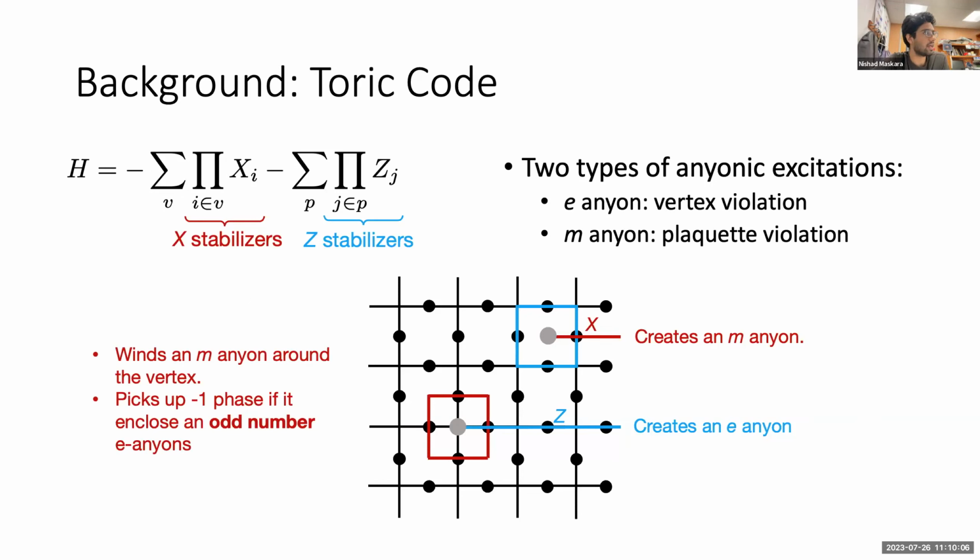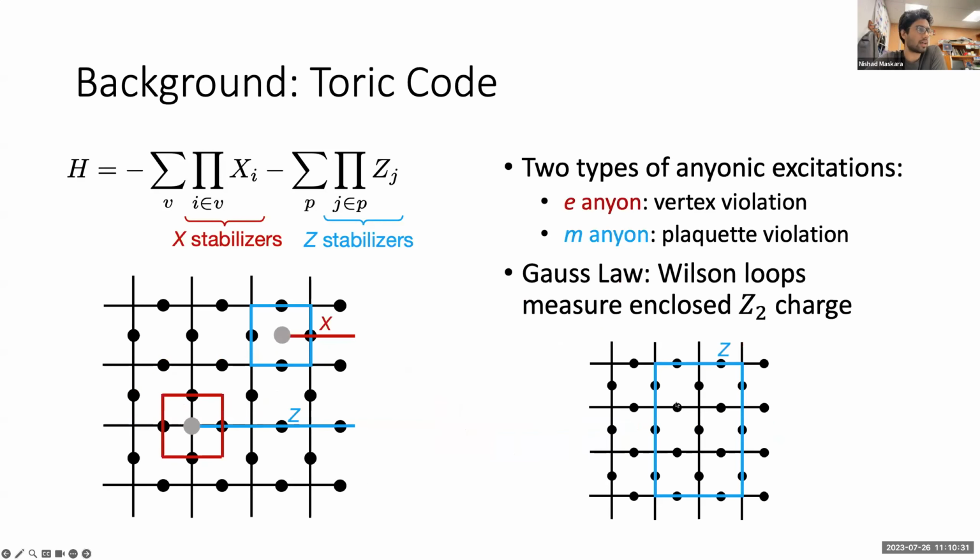Even more importantly, if you actually take an M anion and wind it around an E anion, which is a little bit like what a stabilizer does, it essentially drags an X anion through the lattice around the E anion, and this picks up a -1 phase. So this E particle and this M particle together have -1 mutual statistics. And it's these non-trivial mutual statistics that are one of the consequences of topological order.